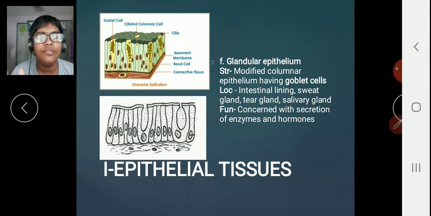If you keep the location in mind, you will understand the function. If you keep the function in mind, you will understand the location. So you can see all the locations are glands only. From this you can understand that the function is concerned with secretion of enzymes from the glands and also of the hormones. So this is the function. With the function you can also keep in mind the location. Function means secretion of enzymes and hormones, that means it is going to be near the glands, so the location is going to be all those places. In that way you can understand.